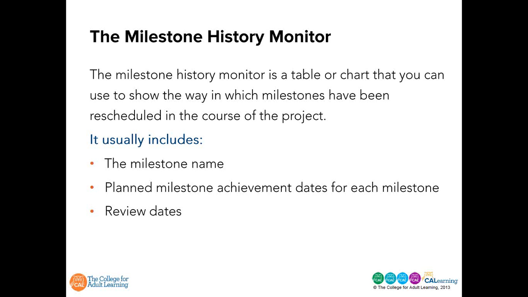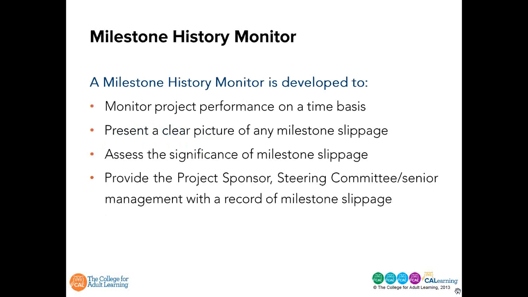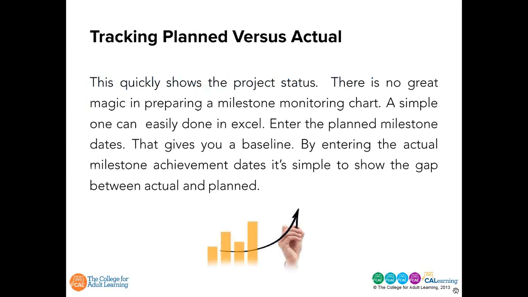At regular review dates, the project manager assesses the project progress and reviews the planned achievement date for each milestone. The new planned achievement date for each milestone is then recorded against the review date. So a milestone history monitor is developed to monitor project performance on a basis of time. It presents a clear picture of any milestone slippage. It can assess the significance of milestone slippage and provide the project sponsor or steering committee, senior management, with a record of project slippage. Tracking planned versus actual quickly shows up a project status.